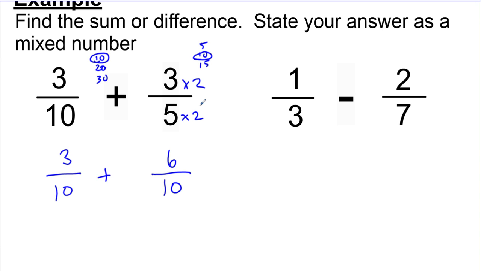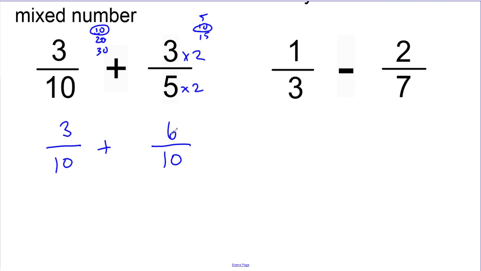Now that I have common denominators, I can put together these pieces and say I have 3 out of 10 and 6 out of 10. 3 plus 6 gives me 9 out of 10. I'm going to stare at this real quick, 9/10, and make sure it does not have any common factors. 9 and 10 don't, so that is a reduced fraction.